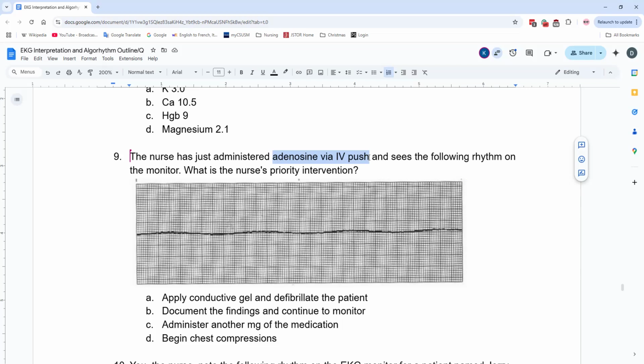But if I see this, it should only last a very short period of time before we start into another rhythm. Hopefully start into another rhythm. So at this point, this is expected, so technically document findings and continue to monitor is correct. Now, if they don't come back, then we're going to do chest compressions. So just be cautious with that. Seeing a flat line after pushing adenosine is not unexpected. We expect this to happen.